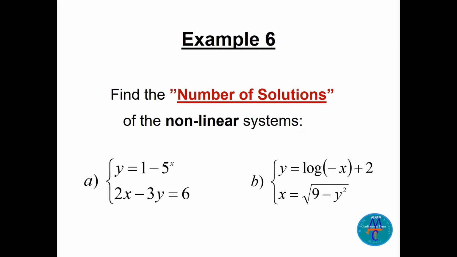Maybe the second one is harder. Before you see the solution here, y equals log of (minus x) plus 2. And here we have x equals square root of 9 minus y squared. You can try it, please. Graph the first, graph the second, and see how many points in the intersection. Okay, ready? Let's go to B part.